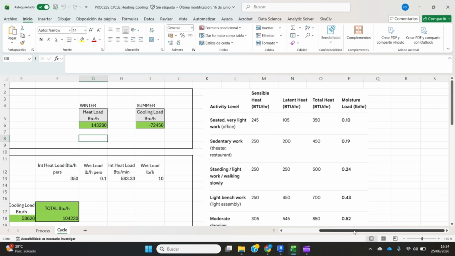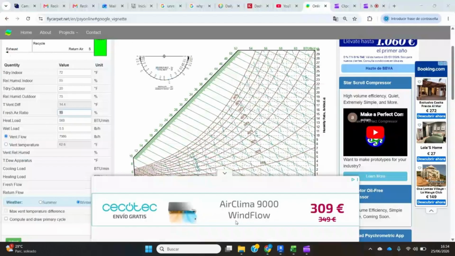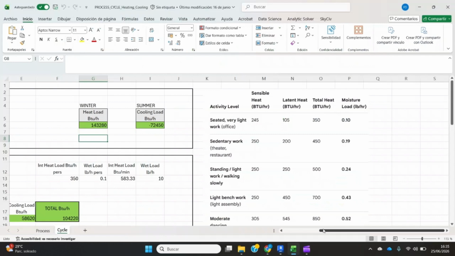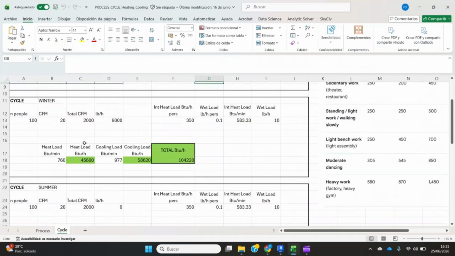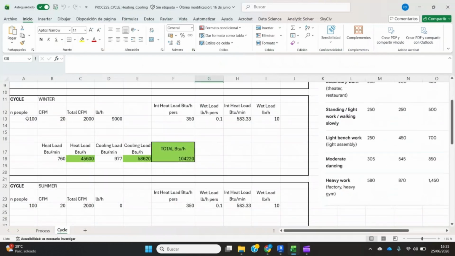Okay. But unfortunately, in this psychrometric chart, the units are the pounds per hour. That's fine, but here we have BTU per minute. Okay, so that's why I prepared this in cycle winter. It depends on the number of people. Let's say that we have 200 people. The CFM, again, that depends on the activity. It can be 20 or it can be 15. It depends. 15 to 20, usually it works.